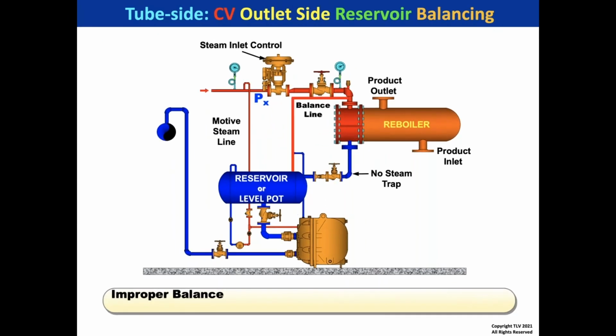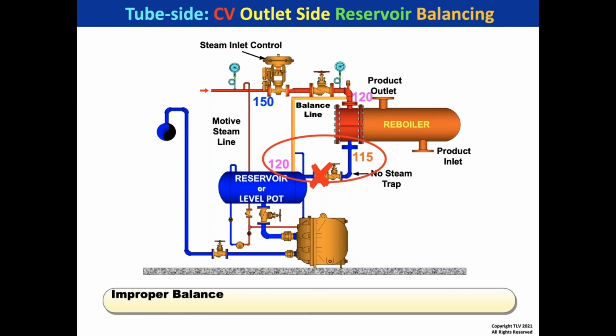So let's look at the next situation, which is balancing, if you will, to the outlet side of a control valve just before the reboiler. So there's our P sub Y pressure, and we're going to bring that down to the level pot. Here we go. There's P sub Y at the reservoir, the level pot, and P sub Z there. Let's put some values to it. So now our pressure balance is 120 into 120 into the level pot. So our outlet pressure of the reboiler is 115 into 120.